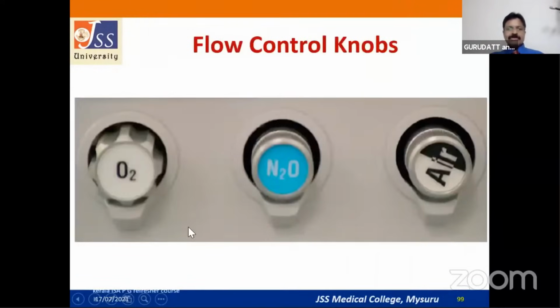Again, coming to the flow control knobs, they are touch coded and color coded. You can see nitrous oxide is blue, oxygen is white, and air is black and white, and touch coded also, because the oxygen is the largest flow control knob, and the fluted edges are widely placed and very large. Even just touching the flow control knob, you know which particular gas flow control knob you are touching. Whereas nitrous oxide and air are small and usually conical. This oxygen is cylindrical.